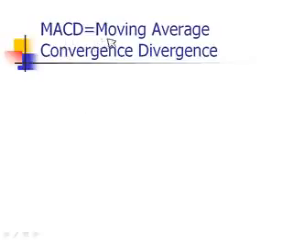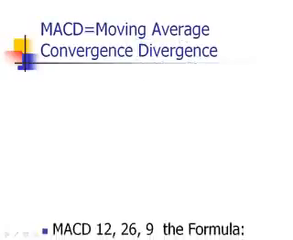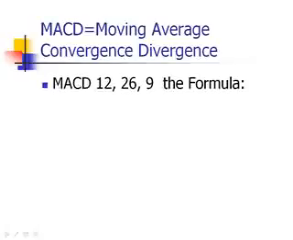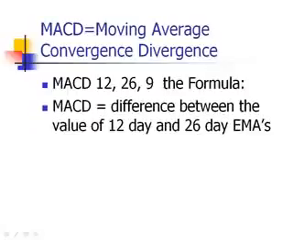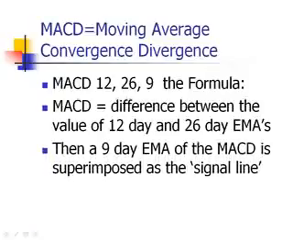First of all, MACD, of course, is short for moving average convergence divergence. The most common formula that is used by default on almost all charting packages is the 12-26-9 formula. The way it works is the MACD line is made up of the difference between the value of the 12-day and the 26-day exponential moving averages. Then a 9-day exponential moving average of the MACD is superimposed over the MACD as the signal line.